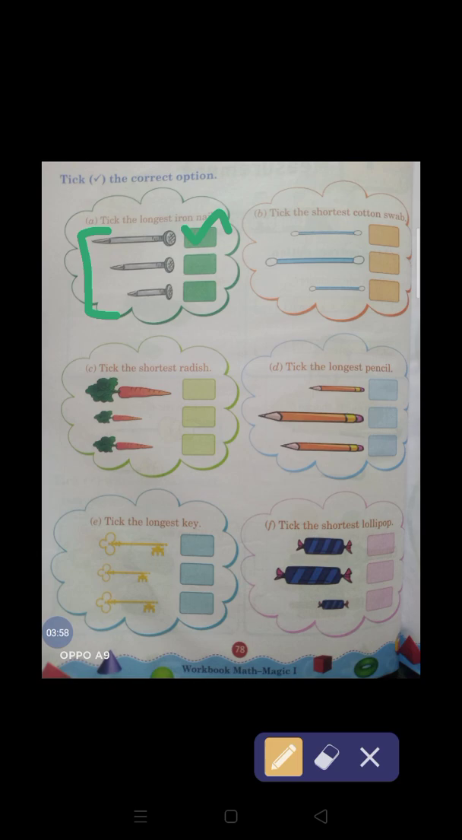Next come to B. Take the shortest cotton swab. Shortest. You have to compare these three cotton swabs and find which one is the shortest. இருக்கிறதுலயே நீளம் குறைவானது, ரொம்ப சின்னது. Yes, the third one is the shortest cotton swab. Next come to C question. Pick the shortest radish. Yes, the middle radish is the shortest radish.